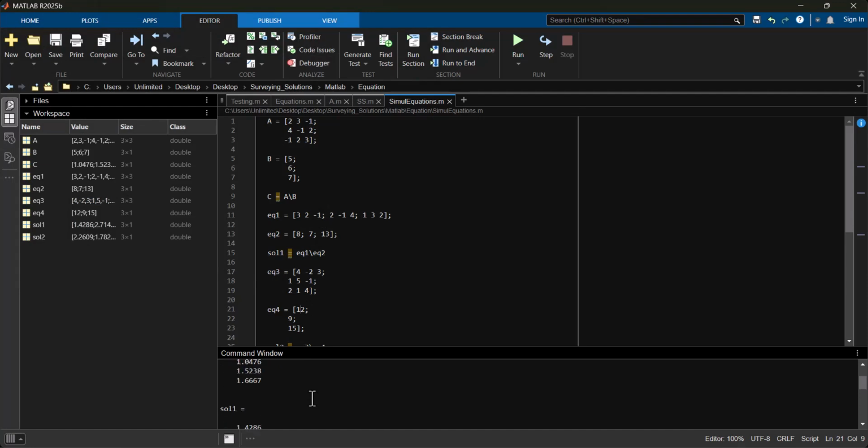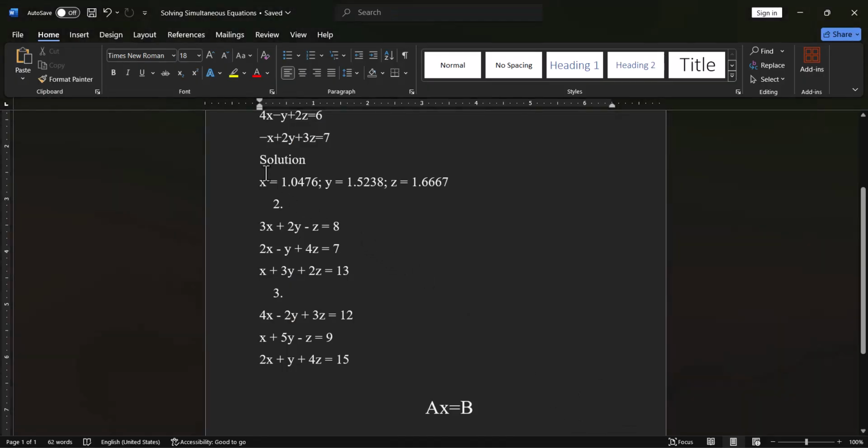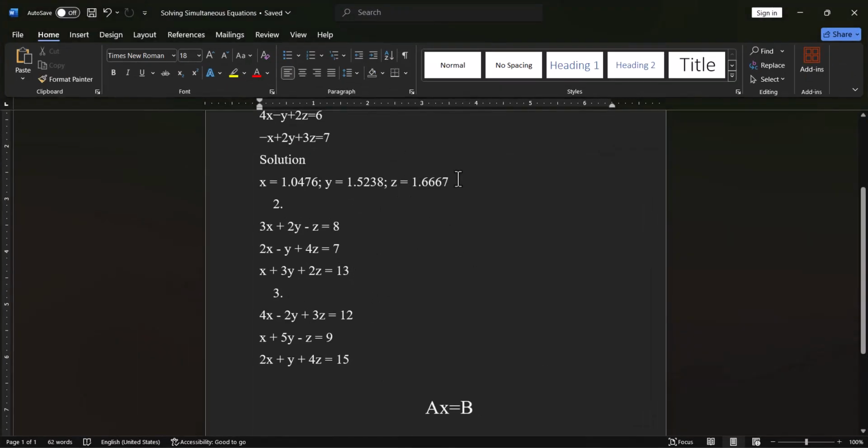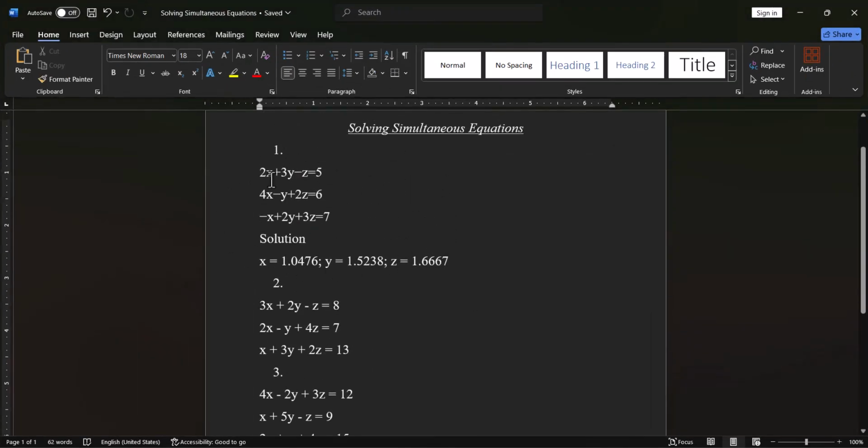Okay, so you can now see the results for C, which is for equation 1. You see 1.0476. If we come down here, we have 1.0476, 1.5238. We also have 1.5238, and then 1.6667. We also have 1.6667. So this first equation has been validated.